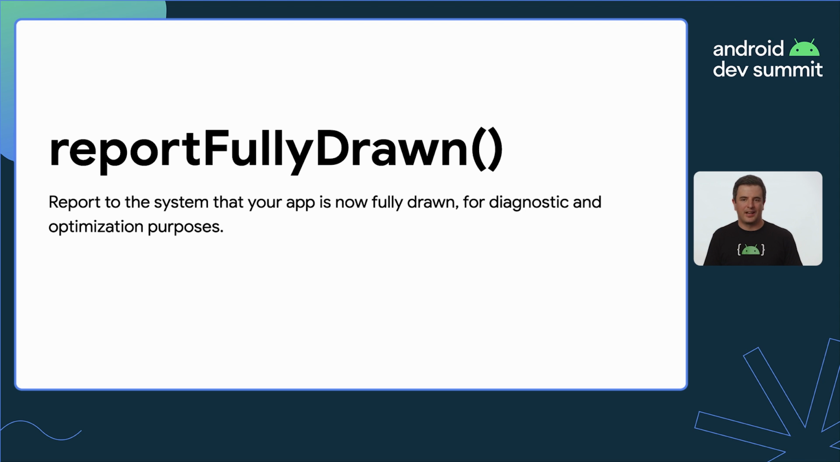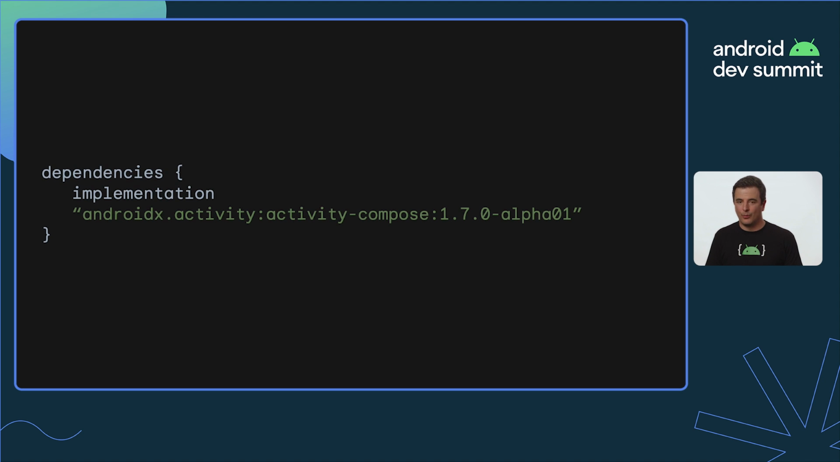reportFullyDrawn is an API on activity that signals to Android that your app is ready to use. This allows Android to optimize your app's startup in the future by preloading I/O calls ahead of launch. Previously, this API was difficult to call at the right time from Compose. But in Activity Compose 1.7, we have new APIs coming to fix this.